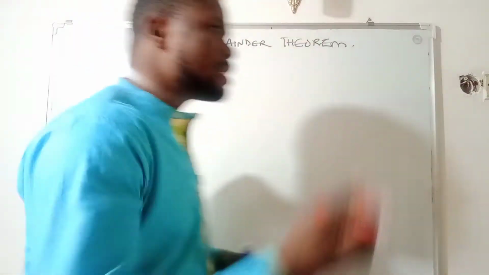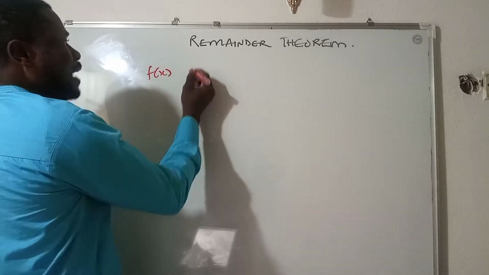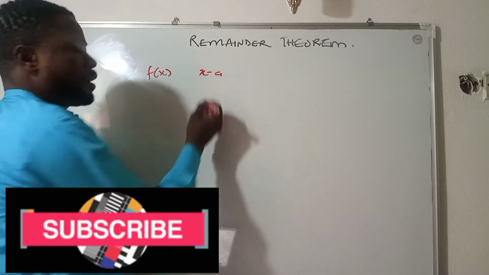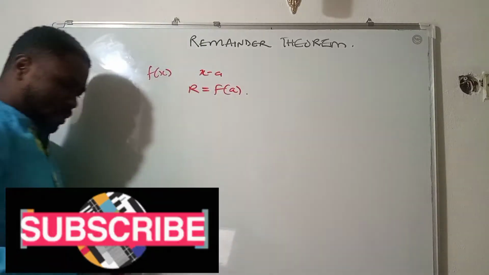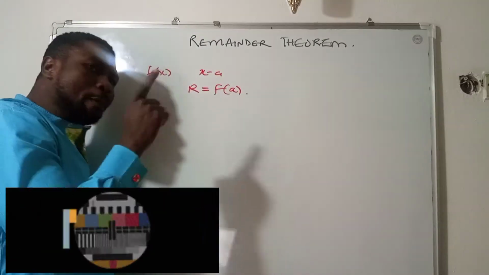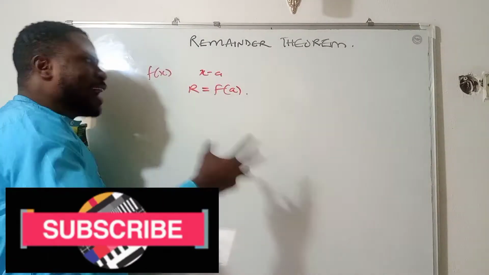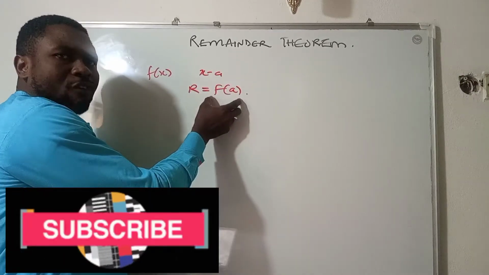The Remainder Theorem states that if a polynomial f of x is divided by x minus a, the remainder will be equal to f of what? A. Let me take that again. The Remainder Theorem states that if a polynomial f of x is divided by x minus a, the remainder will be equal to f of a.